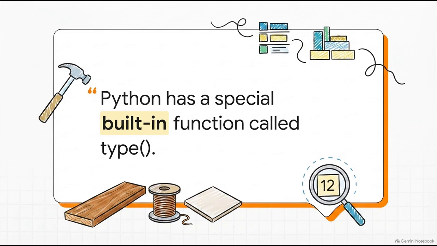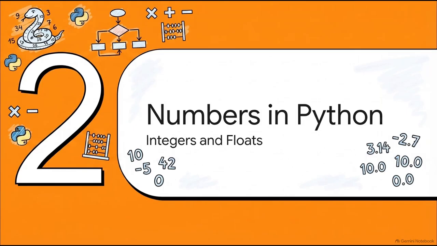To help us identify our materials, we've got the Ultimate Inspector tool. The quote on screen highlights this perfectly. It's the type function. By simply passing a value into this function, say writing type 12, Python will literally print out the class or category of that data block. It helps the computer, and it totally helps us, understand exactly what kind of foundational building block we're holding in our hands. Moving on to Section 2, numbers, specifically integers and floats.